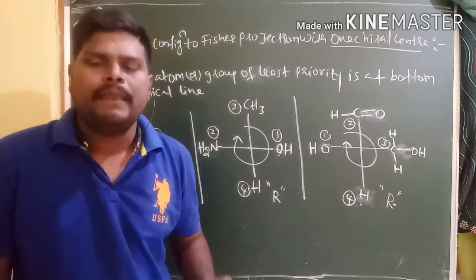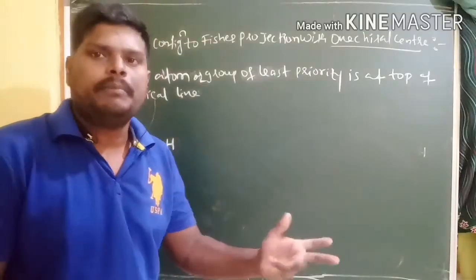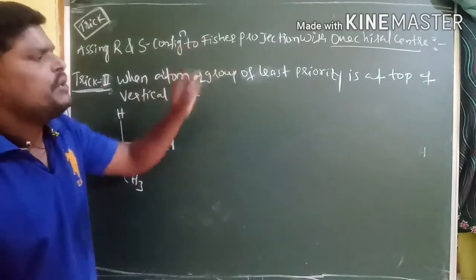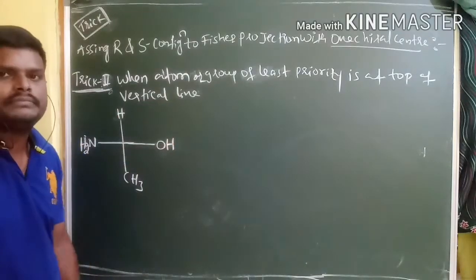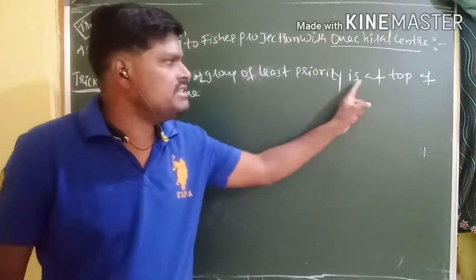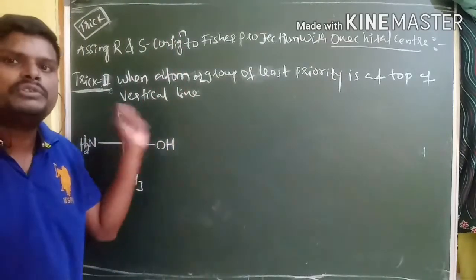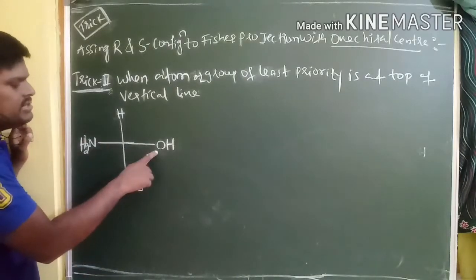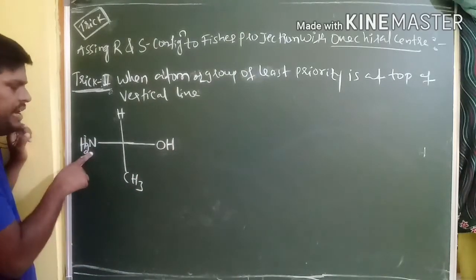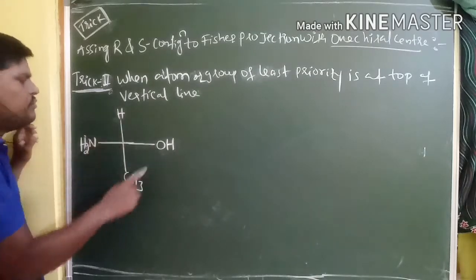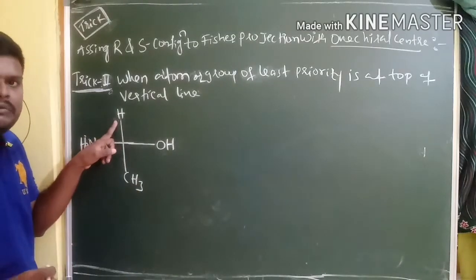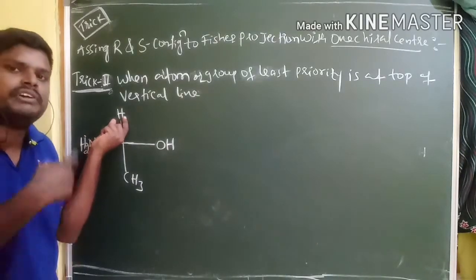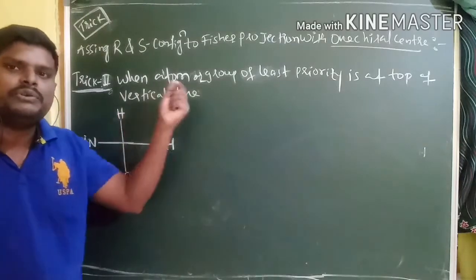Right? So now trick number 2. Yes, trick number 2. Trick number 2: when the atom or group of least priority is at the top of the vertical line. Right? When the least priority is at the top of the vertical line, what are we going to do in this situation? Yes. Let us take an example here. So here is OH, CH3, NH2 and hydrogen. So among the four, which is the least priority, sir? Of course, obviously hydrogen is the least priority. It is present at the top of the vertical line. So what are we going to do in this situation?